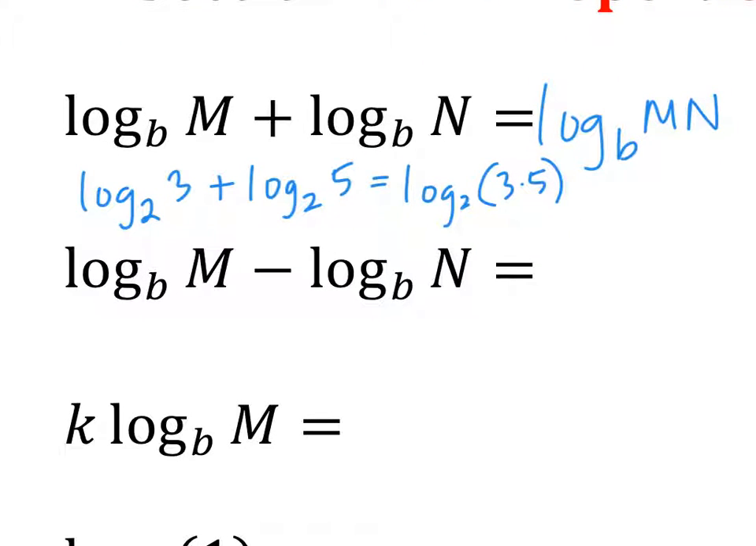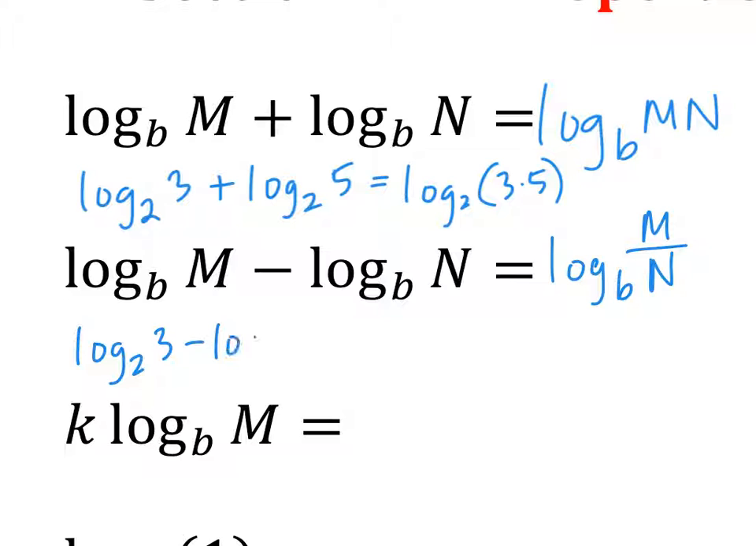Okay, and then the other one is also true. If you have two logs of the same base and you're subtracting them, then it is the same thing as combining into one log, but you're going to divide. First one divided by the second one. I'm going to use the same numbers again. If you have log base 2 of 3 minus log base 2 of 5, it is the same thing. If you want to combine it into one log, it's log base 2 of 3 divided by 5.